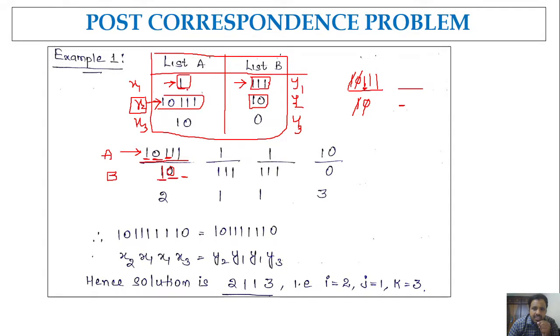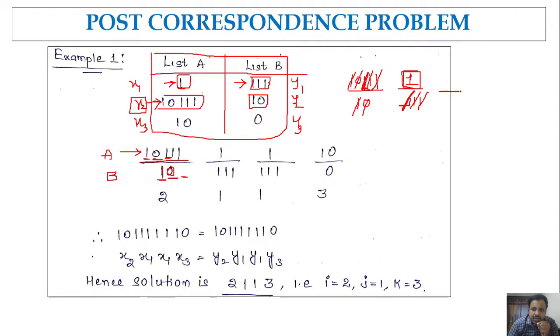So one possibility is that you can select x1 in the next case. If you select x1, you will get 1 in the numerator part, and in list B you will get 1 1 1. Here, if you observe, the third symbol in A is matching with the third symbol in B, the fourth one matches with the fourth symbol in B, and the fifth one in A matches with the fifth symbol in B. So we got one extra 1 in the A part.